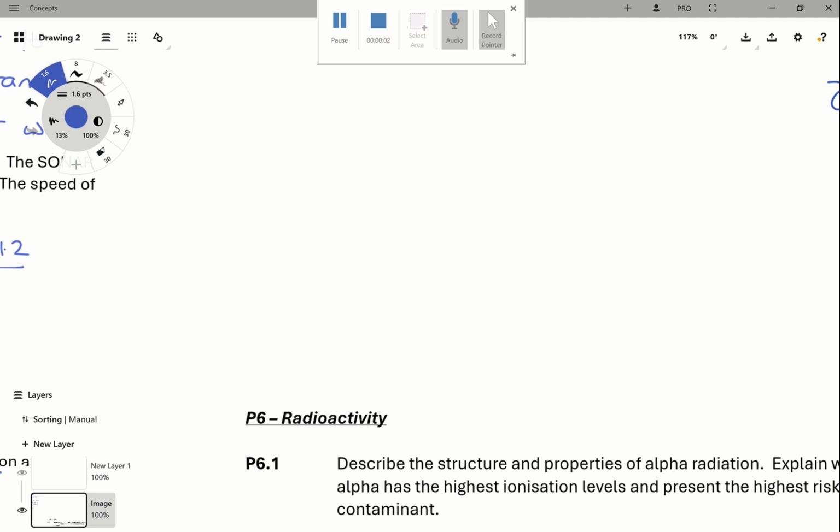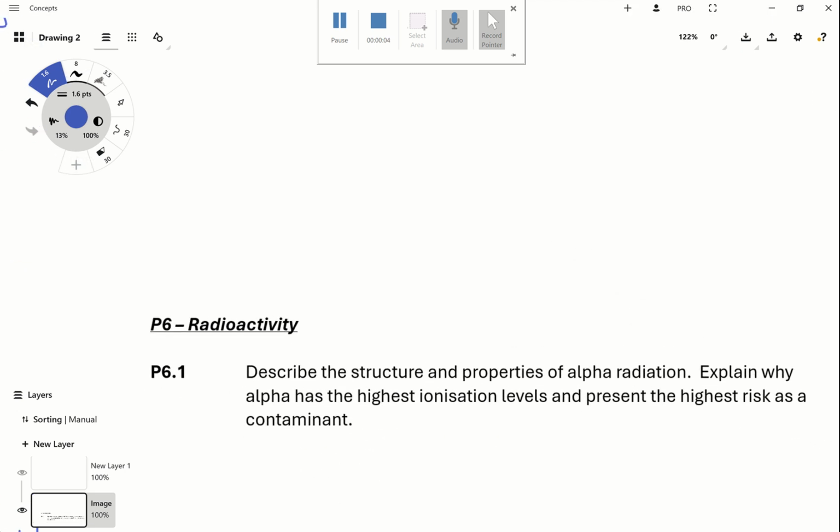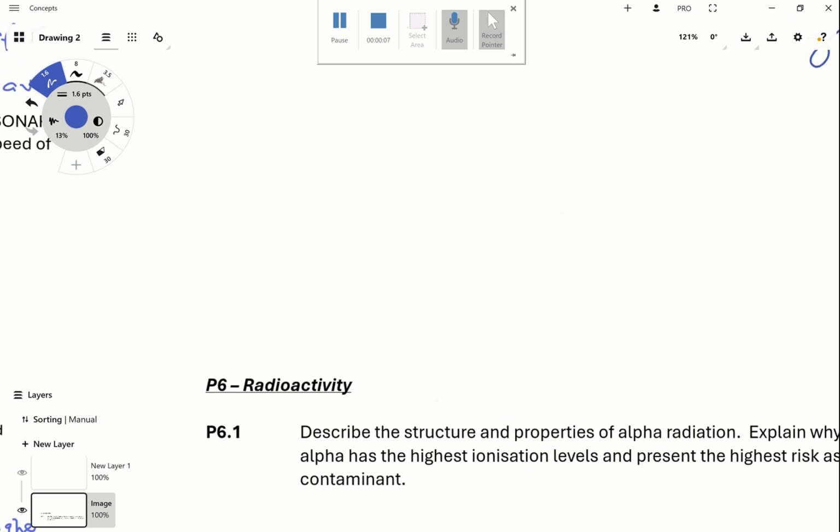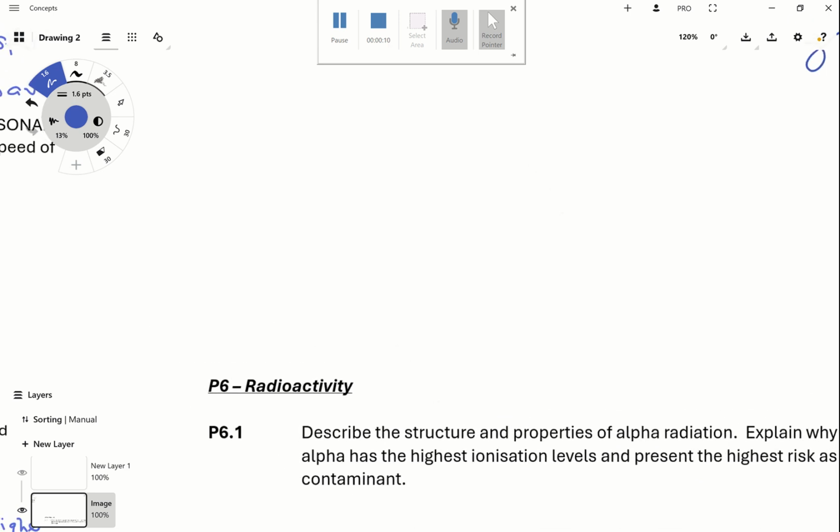Okay, so this is a quick one in terms of radioactivity. We've got some questions on structure and properties of alpha radiation, but I thought it'd be useful to just summarise all of them very briefly. So we've got alpha radiation, beta radiation, gamma radiation. We use both of those symbols, and we've got neutron radiation. Neutron, not much to say apart from a neutron's emitted.